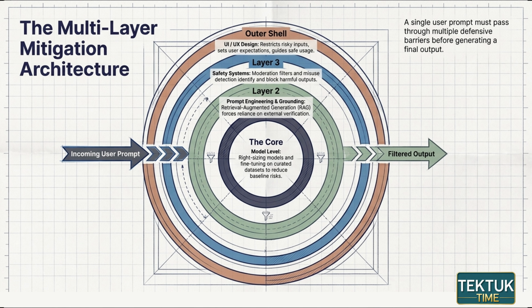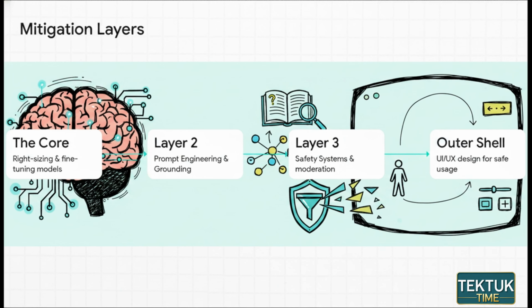Let's walk through these layers from the inside out. Step 1 is the core. This is about right-sizing and fine-tuning your models on carefully curated datasets so your baseline risk is as low as possible. Then we hit Step 2, prompt engineering and grounding. This is where you'll often see RAG used, retrieval augmented generation. That basically forces the AI to rely on external, strictly verified facts instead of just making a statistical guess.